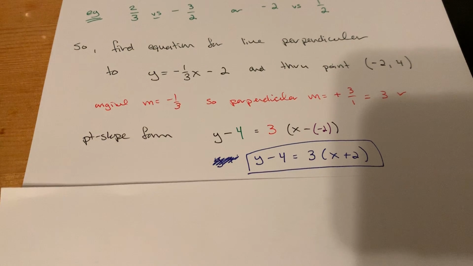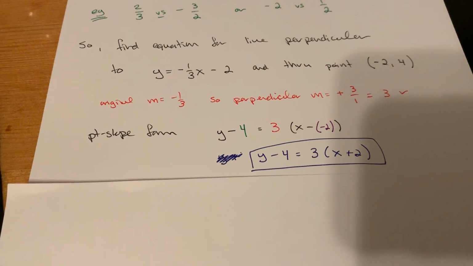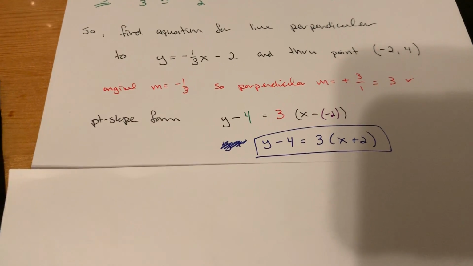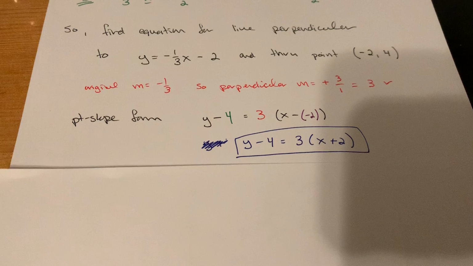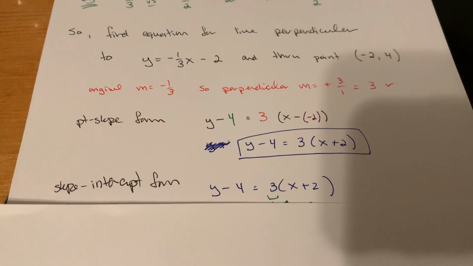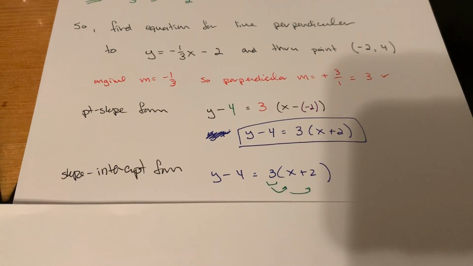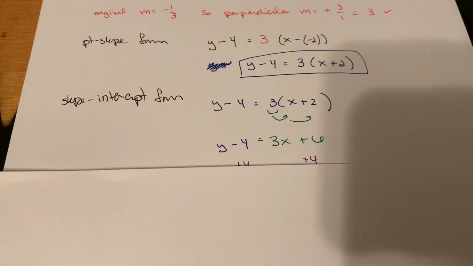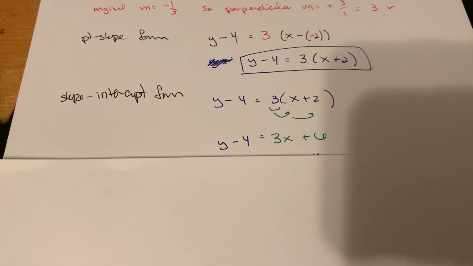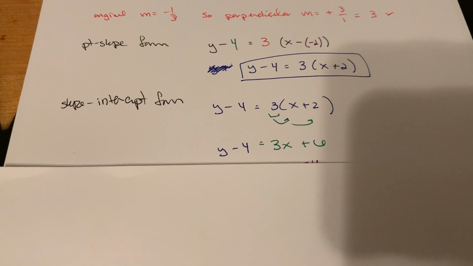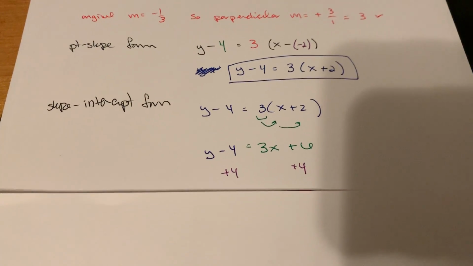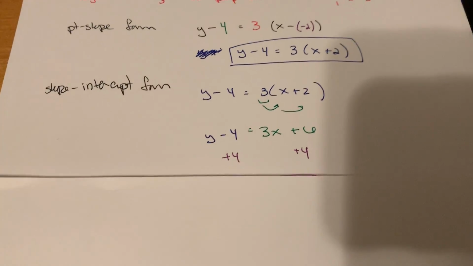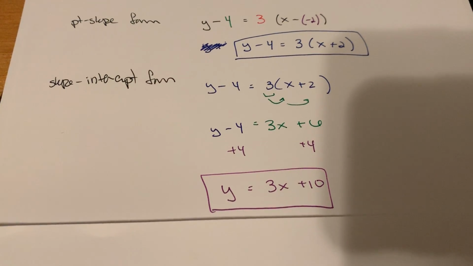That's what we would put in as an answer for that question, if that's what we're asking for. The slope-intercept form, of course, as always, is taking that, expanding it, and solving for y. So y minus 4 equals 3 times the quantity x plus 2, and we just distribute. 3 times x plus 2 is 3x plus 6. So y minus 4 equals 3x plus 6. From there, to solve for y, all I'm doing is adding 4 to both sides. Y equals 3x plus 10.